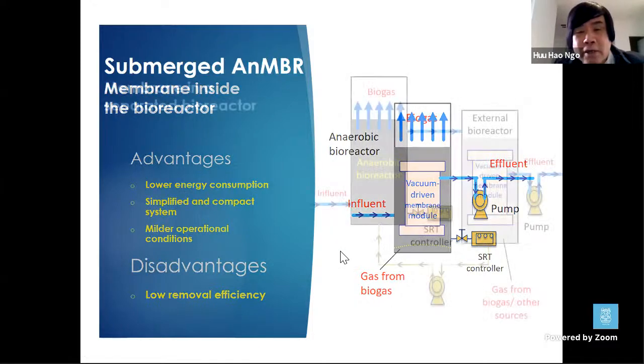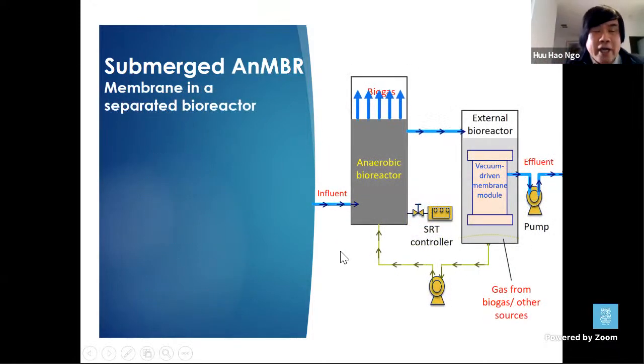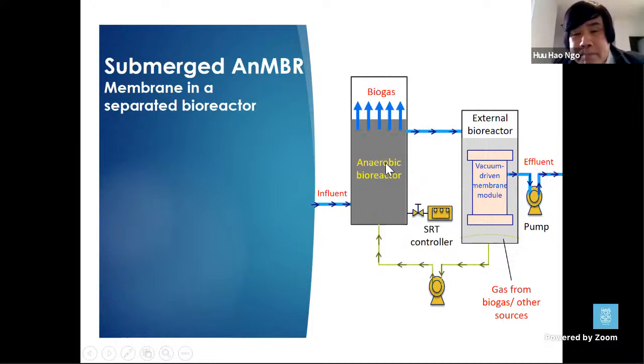Okay, so what do people think? Because of that, why don't we try another idea? That is the two-stage submerged anaerobic MBR. That means we have one anaerobic bioreactor here and then another one. So we have two, and we put the membrane in the second one.